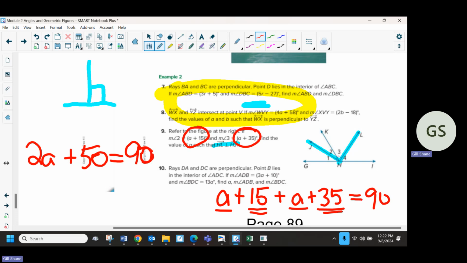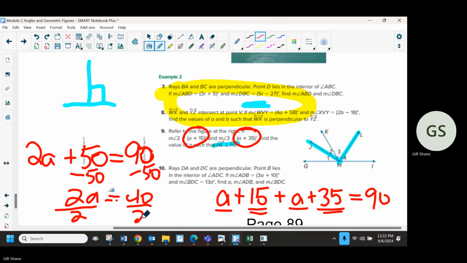What's going on with my screen here? So I subtract, you should try to solve this on your own. I should have told you to do that. I'm hoping you have this down by now, but I know some of us are still working on that. So 40 equals 2A. So go ahead and do the last step at least. A equals 20.